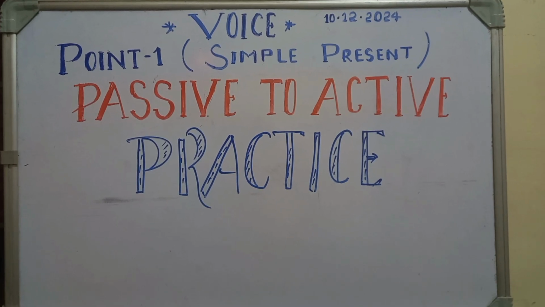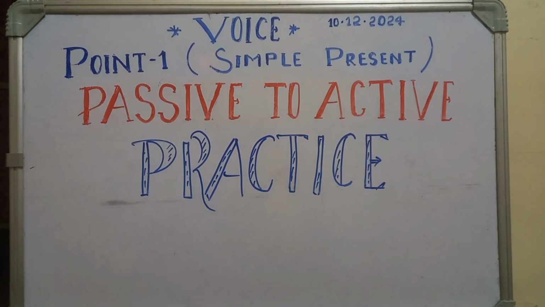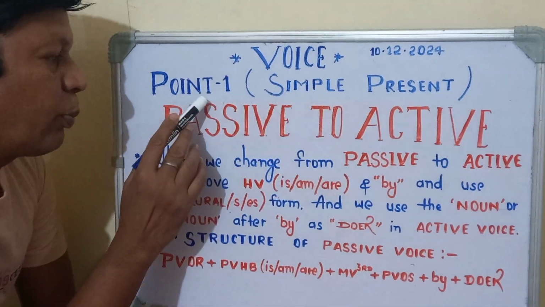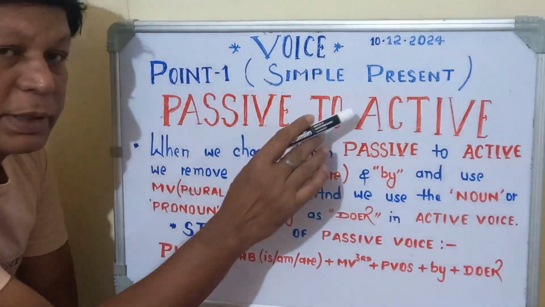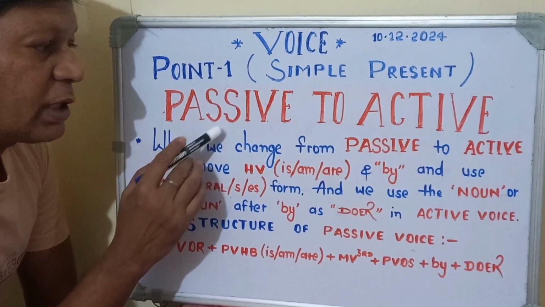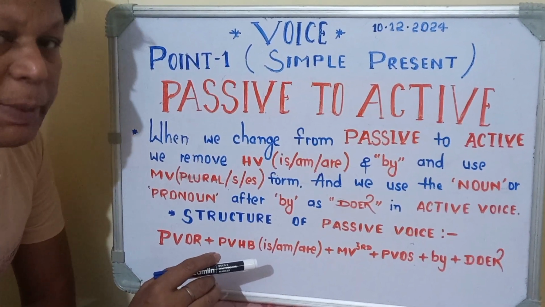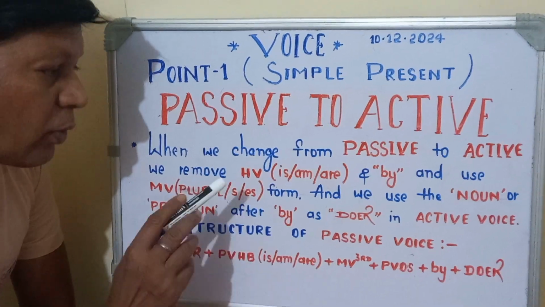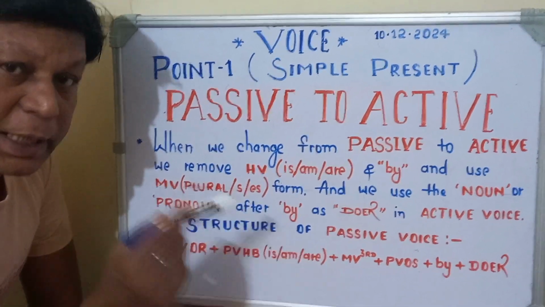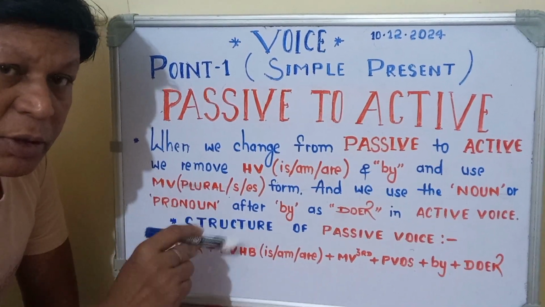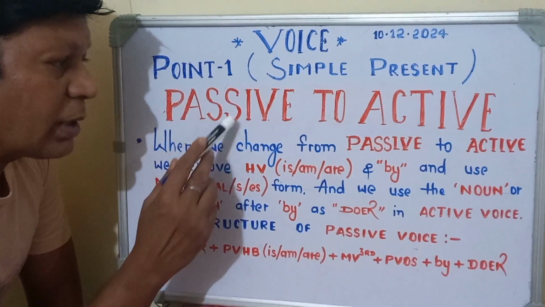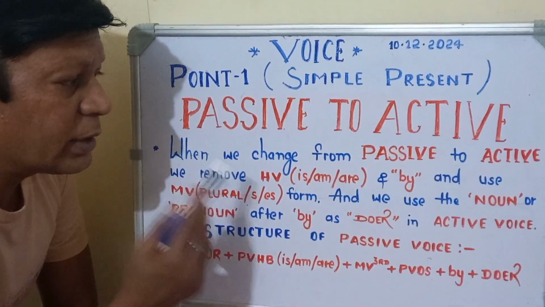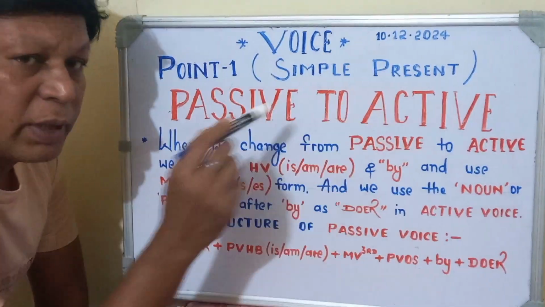So now let us do practice from passive to active voice. Point number 1, simple present tense. Passive to active voice. Before this video, we had seen how to change from active to passive. But in this video, we will see how to change from passive to active. So here are some points while changing from passive to active.